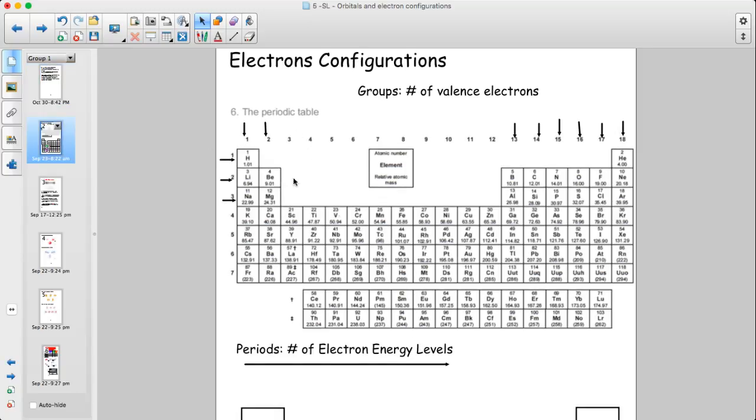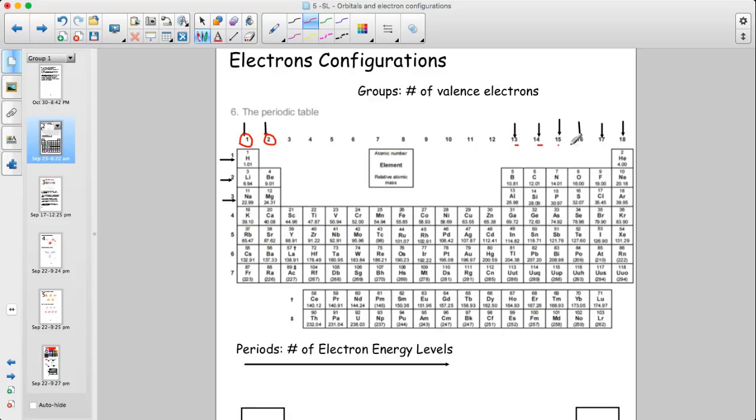So if you take a look at the IB periodic table, it looks like this. And you have all these different numbers. These numbers at the top are the group numbers. And these numbers along the left-hand side are the row numbers or the period numbers. So what you should know is that the group numbers give you information about the number of valence electrons. So how many electrons are in the outer shell of an atom, with just very few exceptions.